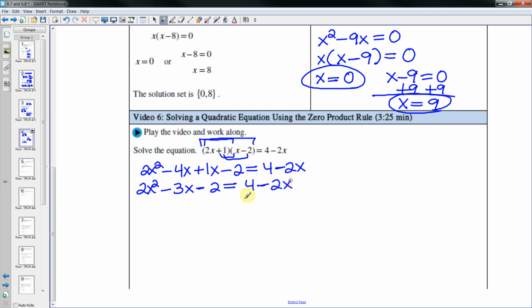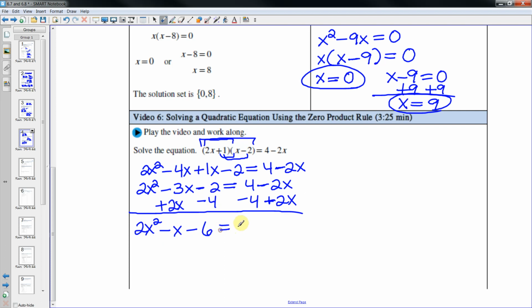Now I'm going to bring the 4 minus 2x over. I'm going to subtract 4 from both sides. That moves this 4. I'm going to add 2x to both sides. That moves the 2x. I did that all at once, so I'm hoping that doesn't confuse you. Go back and rewind it and look again if that confuses you. Negative 3x plus 2x gives me negative x. Negative 2 and a negative 4 gives me negative 6 equals 0. Now, I have gone through and made that into a quadratic equation set equal to 0.